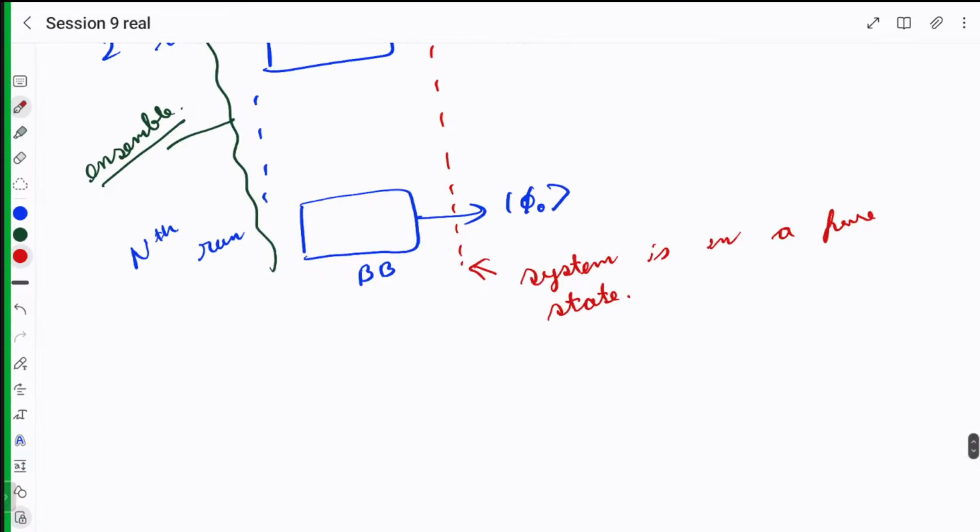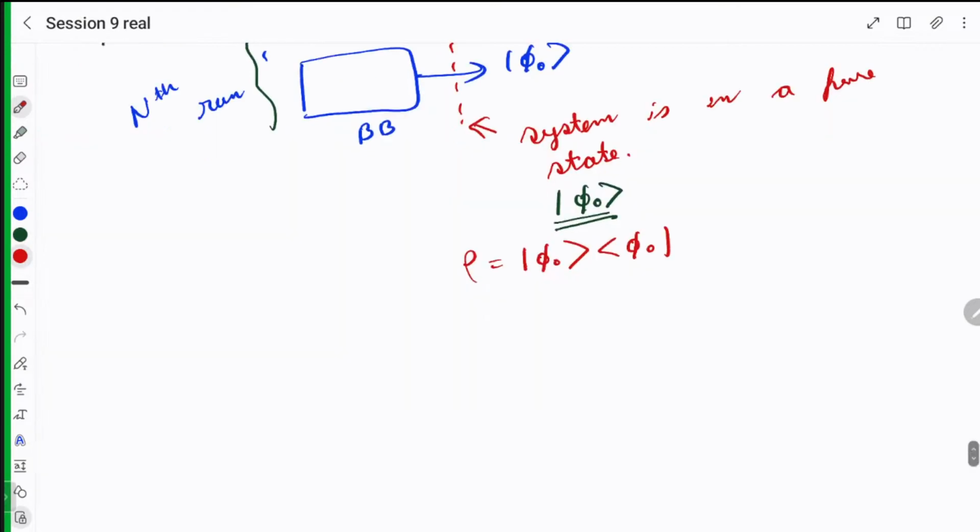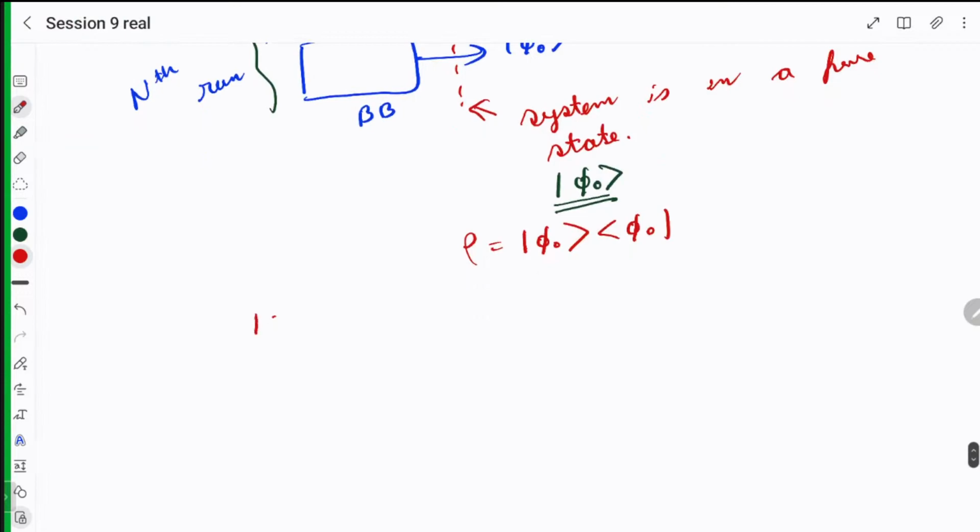Well, basically, since it is a pure state, you can describe it by just the state vector phi naught, or you can write a density matrix for phi naught. So if there's a pure state phi naught like this, the density matrix would be the outer product of phi naught with phi naught. Okay. So let's take an example and try to understand this.